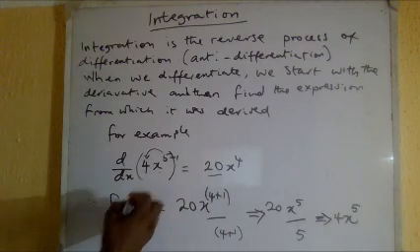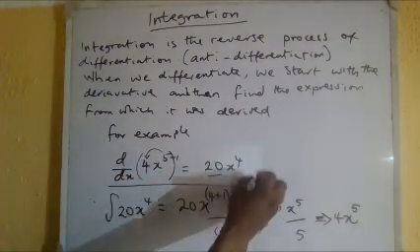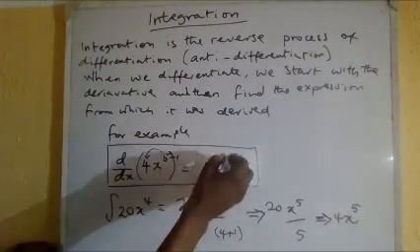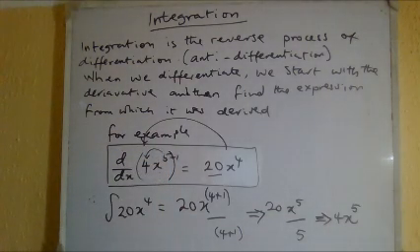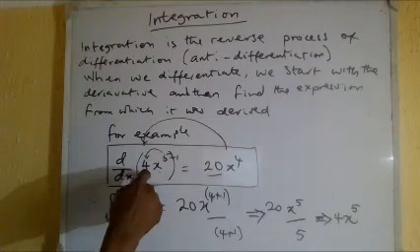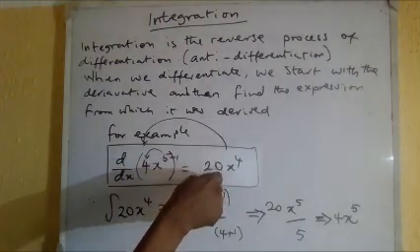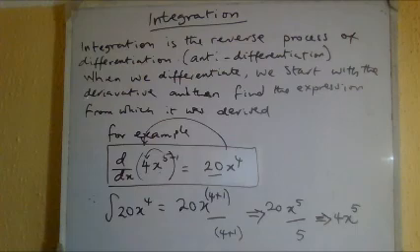So this is differentiation. This is what we know. But we can come from here back to this place in a process known as integration. So this is the derivative of this, but we can integrate this and get back to this. So how do we do that?